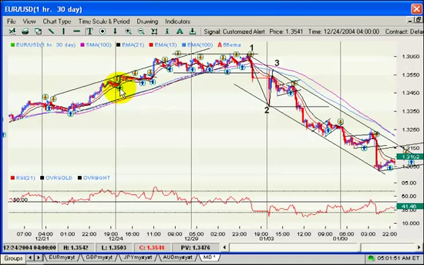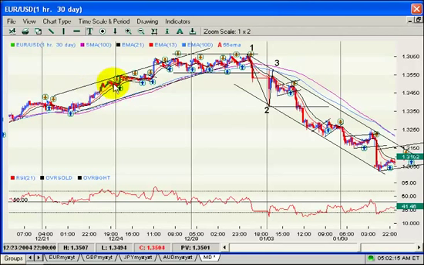Here would be a trade. This would be a potential trade, this point here. You can also see a bull flag. This particular pattern here is a pattern that appears frequently in both up and down trends. In uptrend it's called a bull flag, and in downtrends it's called a bear flag.